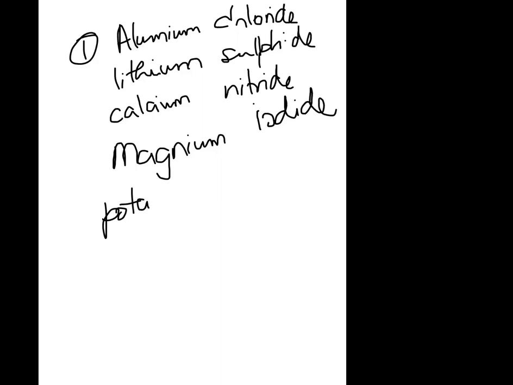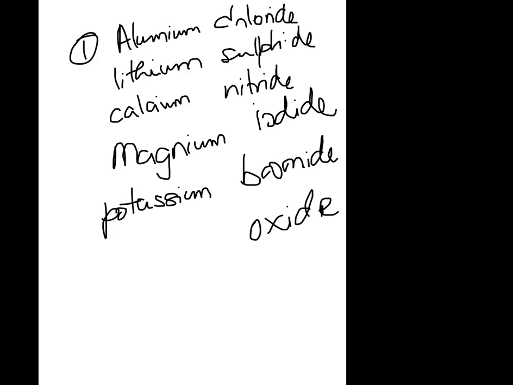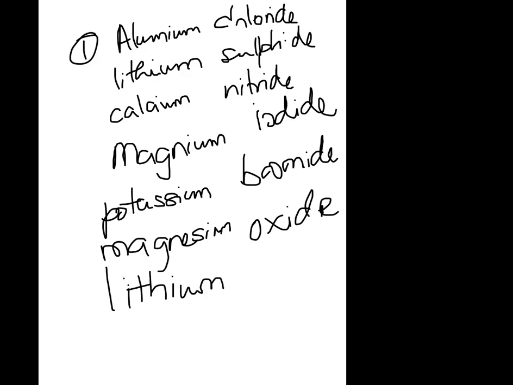Potassium, what is it? Potassium, or somebody said bromide. Oxide, no. Oxide, magnesium. What is it? Group 1, lithium. Nitride, phosphide.